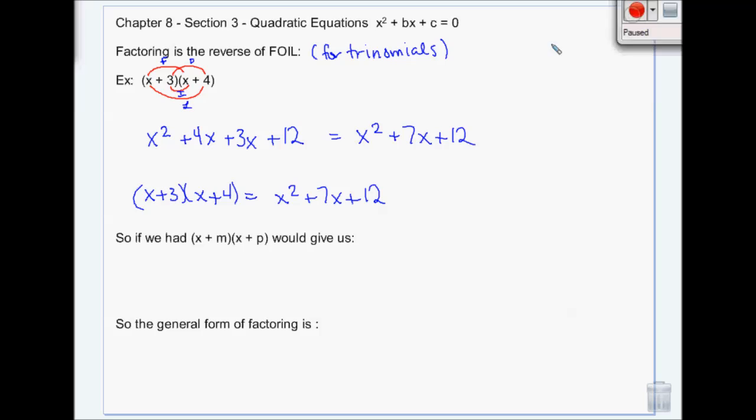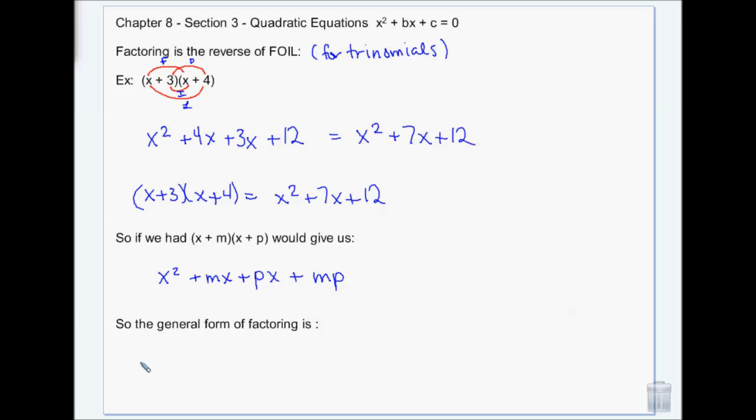So in general, this is like the general form. If I had m and p instead of 3 and 4, I would have x squared plus mx plus px plus mp. This would be mx and px, and this would be mp. So in general, this is what the completely multiplied out form looks like.